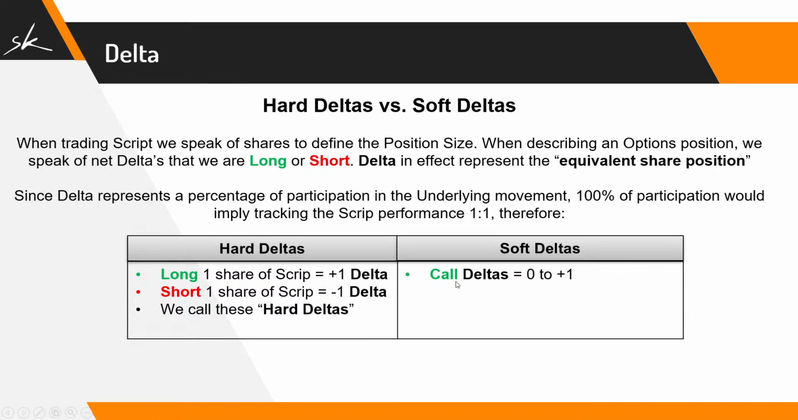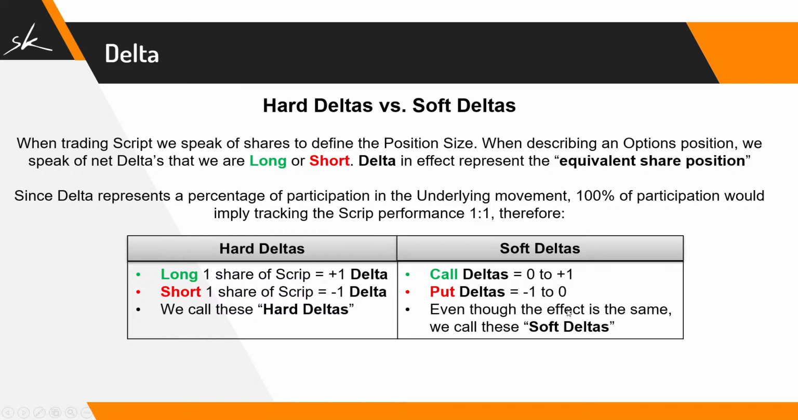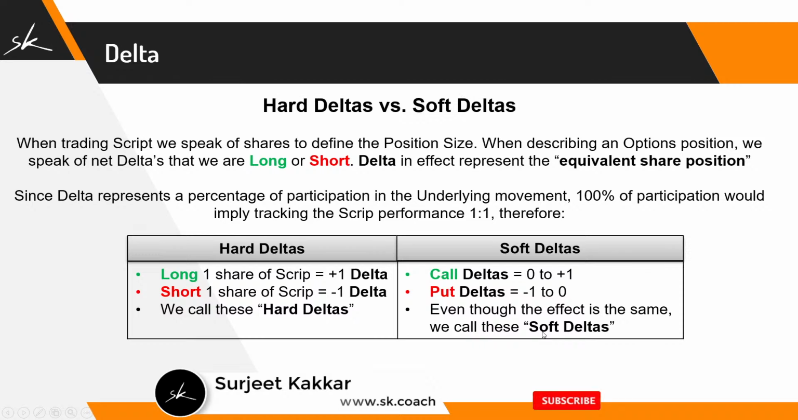But in options, when we were talking about deltas, the delta is not constant, right? It can go minimum to zero when we talk about calls, and maximum it can go to one. So this is a soft delta, which can vary. Like I just showed you the example of Nifty, it can vary from zero to one, right? So that is why it is a soft delta. It is not constant. And similarly, puts will also have soft deltas, which will vary from -1 to 0. Even though the effect is the same, we still call them soft deltas. And the reason we are calling them soft deltas is because they can vary, they are not constant, right?